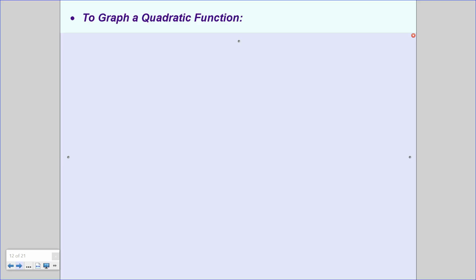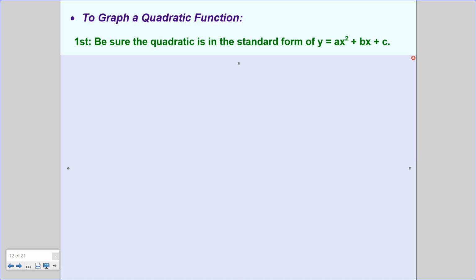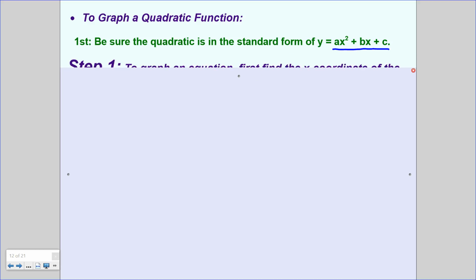All right, so moving along. To graph quadratic functions, we're going to go through 4 main steps. First, and this isn't really part of the steps, but always be sure your equation is in standard form. If it's not, you need to rearrange it so that it is. Really, this is descending order. So do make sure of that before you get started.